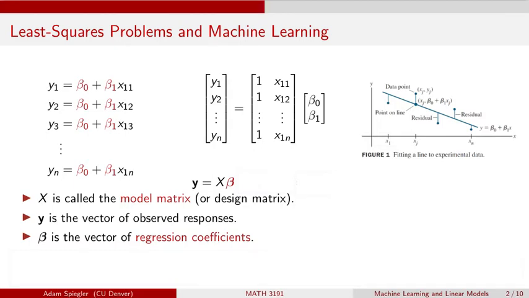And then this column vector of betas, this is a bold beta. This is the vector of regression coefficients. And these betas are not observed in our data. These are values that we don't know. So they're kind of parameters that we would like to estimate.